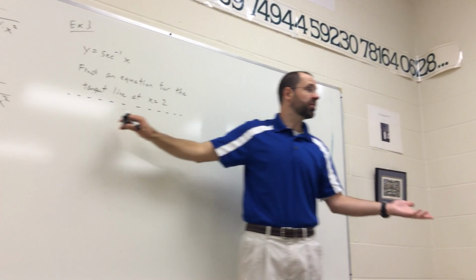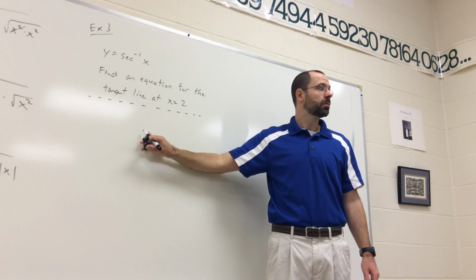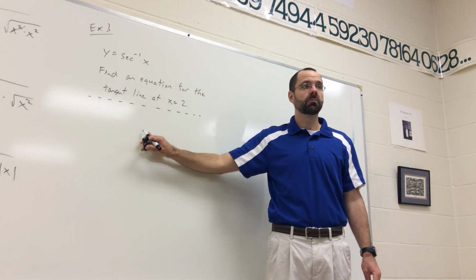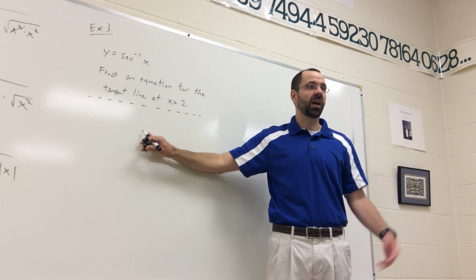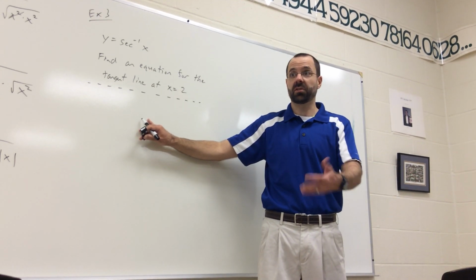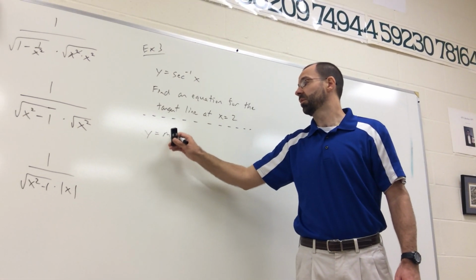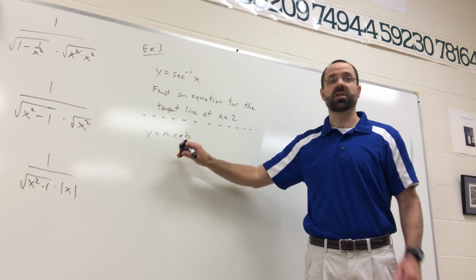Okay, so for an equation of a tangent line, what's the final product going to look like? y equals mx plus b, right? Because if you're looking for an equation of a line, that's what it needs to look like. Okay, so this is where we're shooting for. Just the equation of a line.